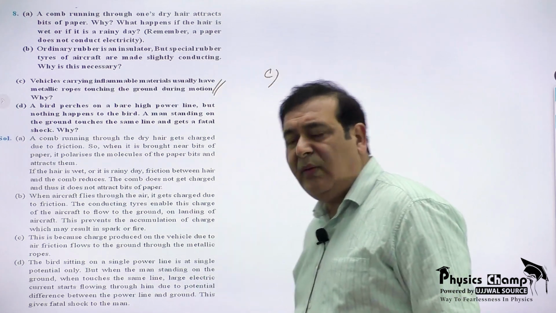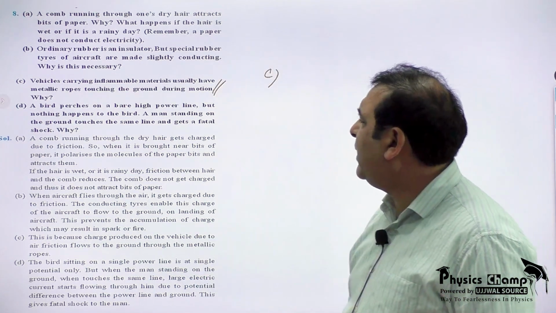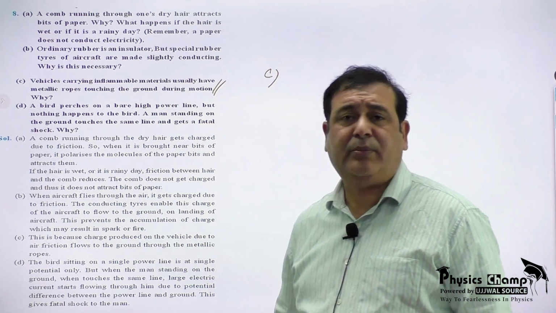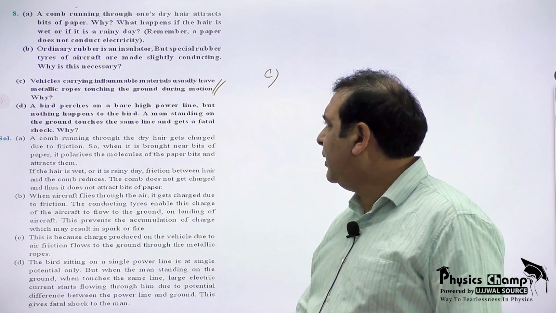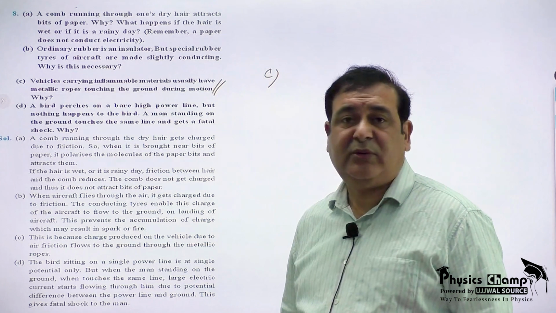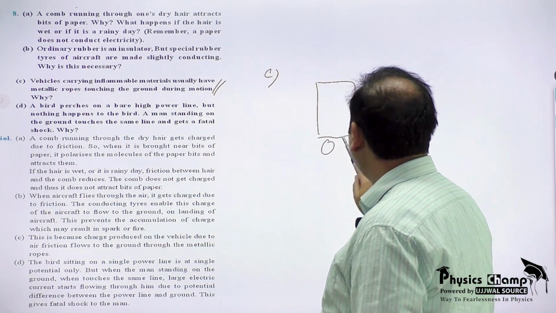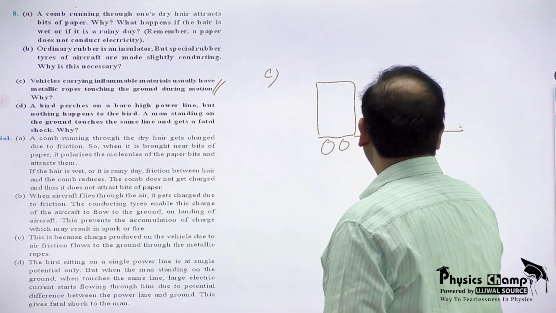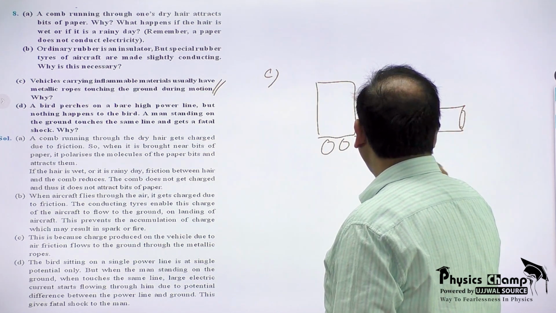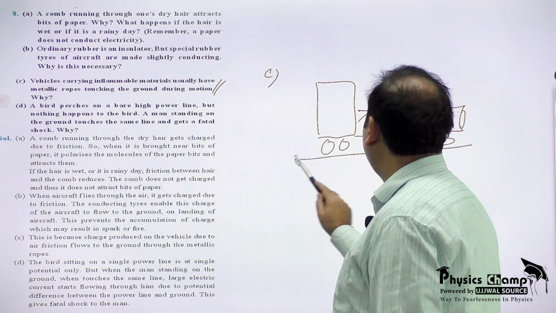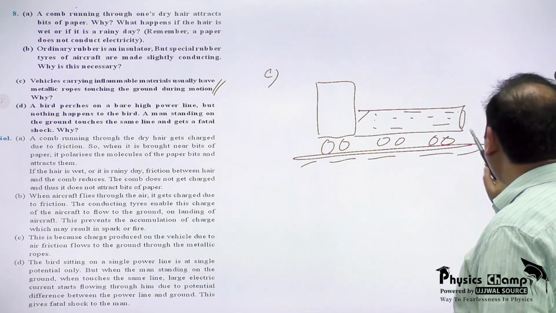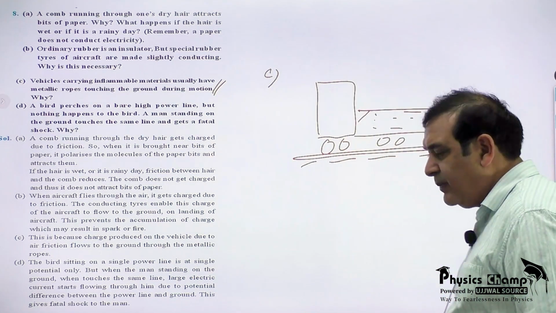Similarly, part C: vehicles carrying inflammable material usually have metallic ropes touching the ground during the motion. So just imagine that there is a truck carrying fuel, a heavy truck. So why should there be a metallic rope touching the ground?